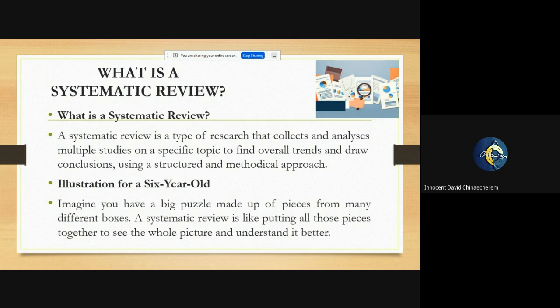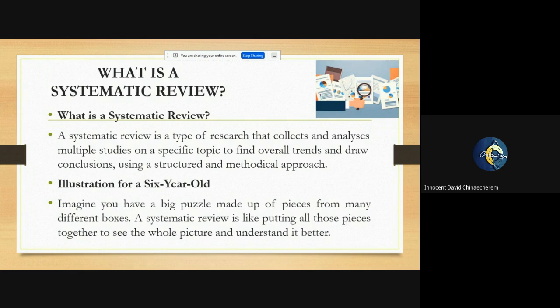So what does the systematic review do? A systematic review is more like desk-based research. Most times you sit down at home and work with your team, then collect the individual primary studies that have been done at various places, collect them together, summarize them, and use them to form an overall conclusion. So this is very, very simple here.